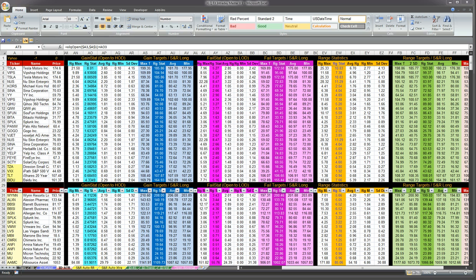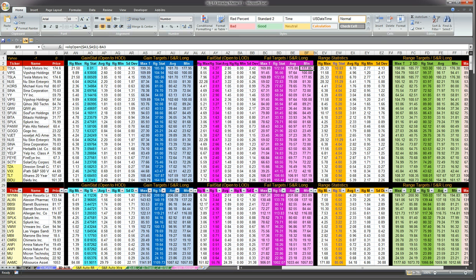The same thing's true for the pink, the fail stat right in here. You've got the figures, and then you've got what it would be in price. So I can quickly look at a chart, and if the stock was 176, I can look here in the range to try to figure out when's a good time to get in. Is it maybe getting to the bottom? Maybe I should prepare to go long.